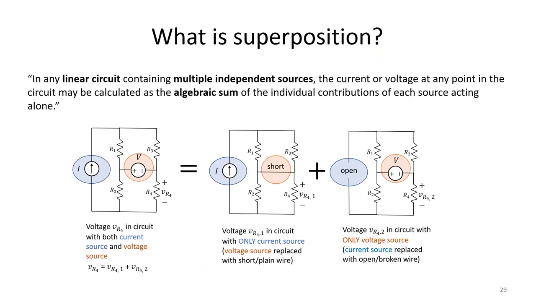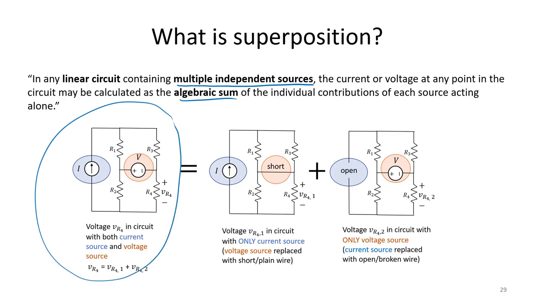Finally, our last circuit theorem that we covered is superposition. And remember, superposition says that in any linear circuit containing multiple independent sources, the current or voltage at any point in that linear circuit can be calculated as the algebraic sum of each source acting alone. So for example, in this figure, we see that our circuit with a voltage and current source can actually be rewritten as the sum of the current source alone plus our voltage source alone.